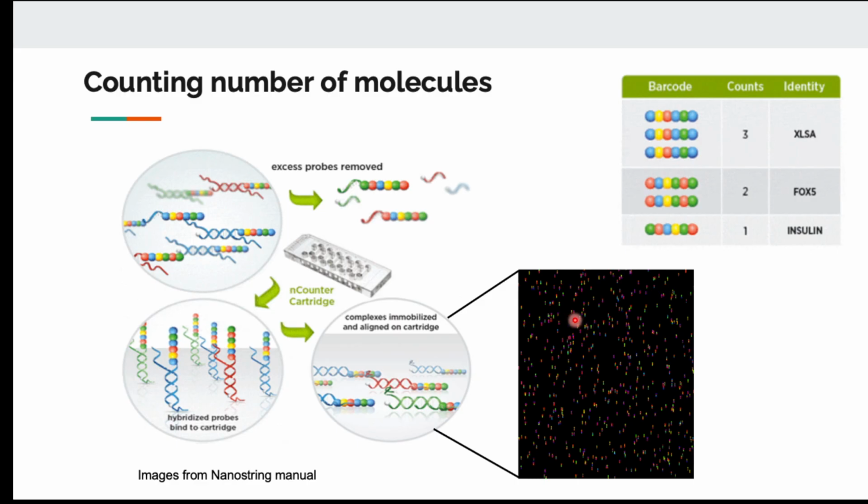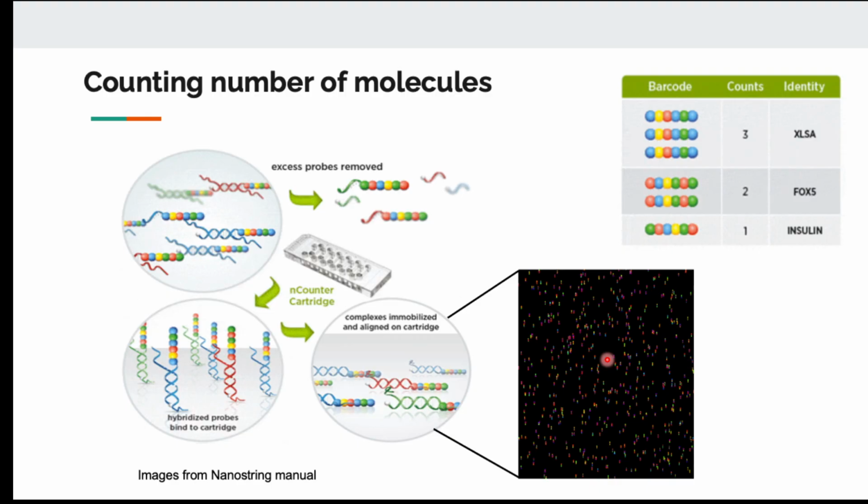And which RNA, which gene, which species of RNA, you're going to be able to identify based on the color coding of the fluorescence. So for example, if it's red, blue, yellow, green, red, green, this is FOX5. So this is already pre-decided by the company. So when you have captured this fluorescent image of your sample, you can use software to count how many molecules of FOX5, how many molecules of XLSA are present in your sample.